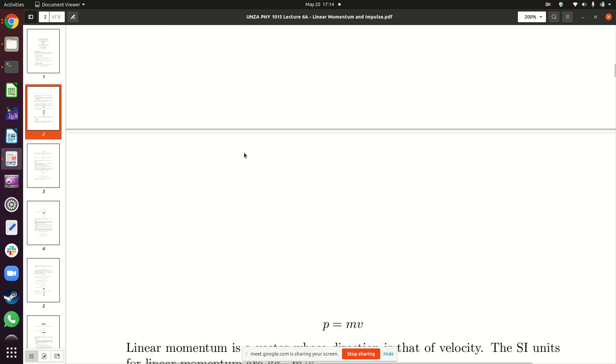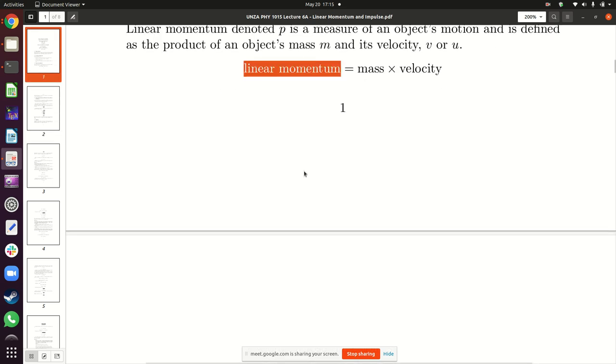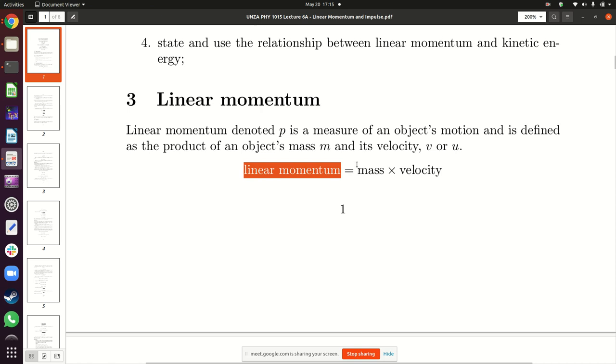What that means is that there is direction. Direction is important in this case when it comes to linear momentum. Are we clear on what we have said linear momentum is? It simply measures the motion of an object of mass m moving with velocity v.